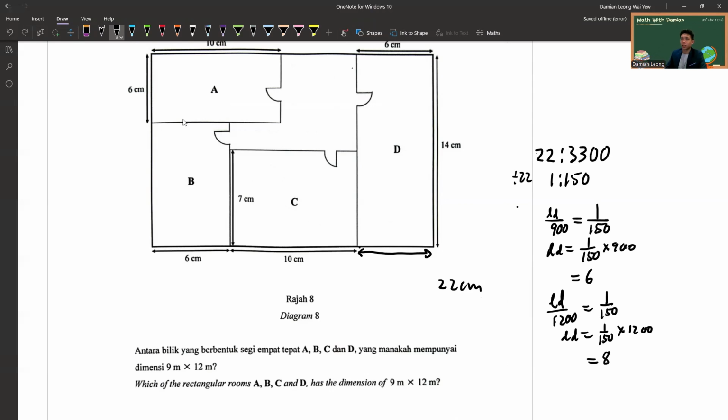So A, 6 by 10, is wrong. 7 by 10, no. 6 by 14, no. So this one here is 6. Here to here 6 means the leftover 14 minus 6 is 8. So this is the one that is 6 cm by 8 cm. So answer B. Okay, that's for question 25.